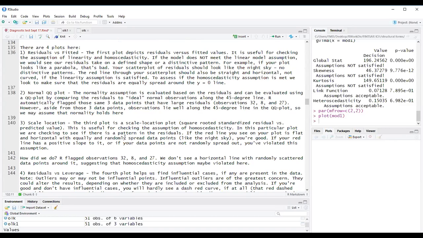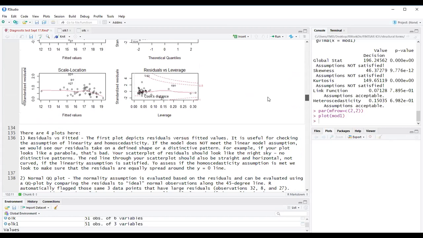Okay, dapat, guys, yung mga points ng regression, residuals natin, dapat random, no? Wala dapat pattern, just like the night sky. Pag ganun yung plot natin, okay tayo. If your red line has a positive slope to it, may problema tayo, no? Tingnan natin. So may red line natin sa scale location.